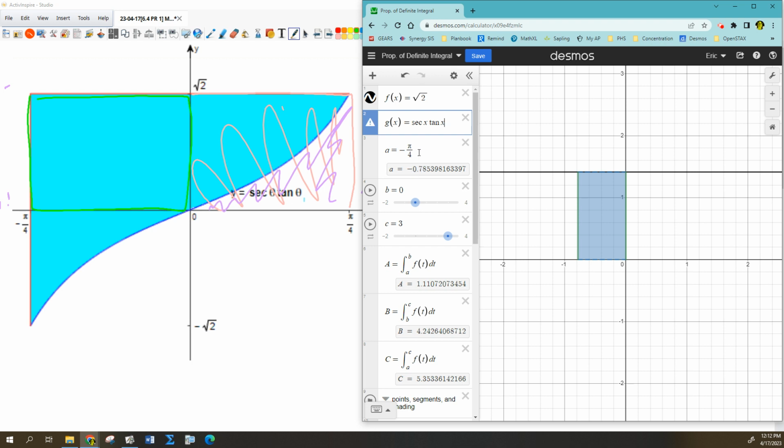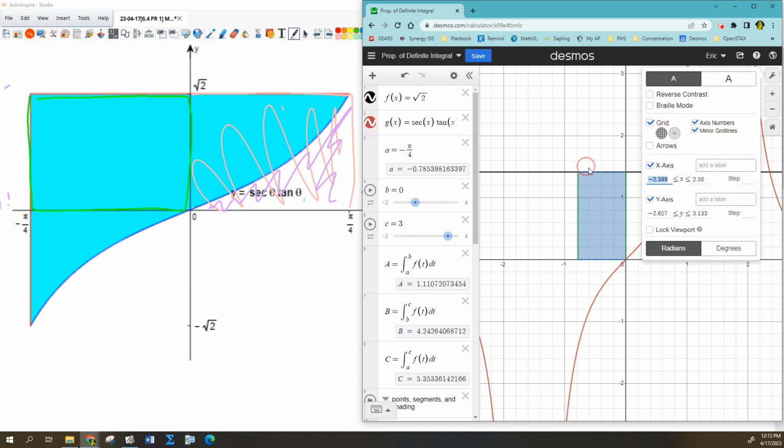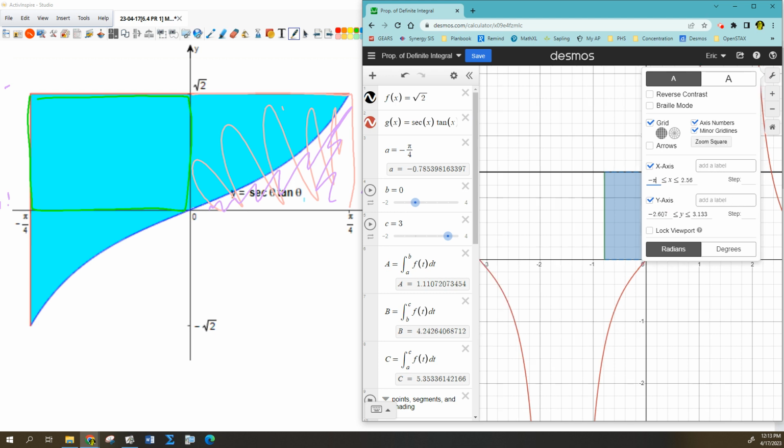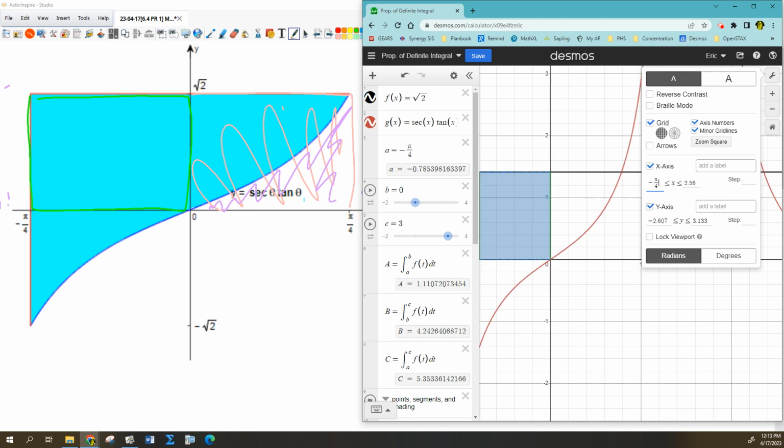Why is it? I don't think I need to. Oh, maybe that is it. Yeah, you're right. Okay. So there's my function, right? And let me go ahead and make the x-axis go from negative pi fourths to positive pi fourths.